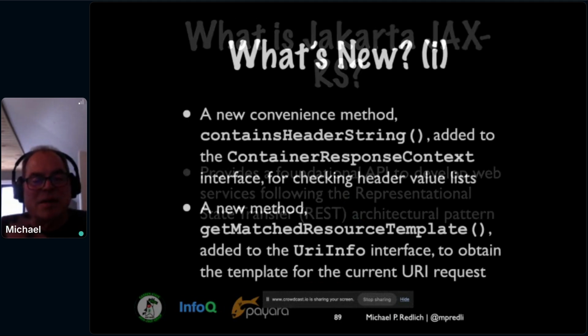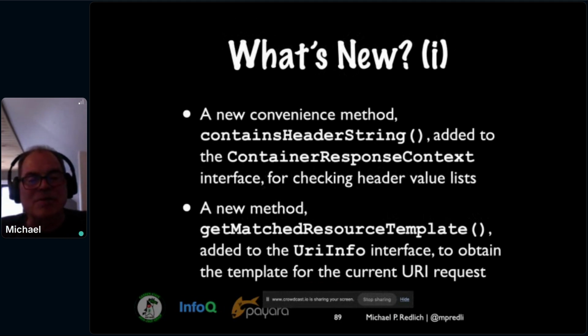And there's a couple of new things here. A new containsHeaderString method added to the ContainerResponseContext interface that checks for header value lists, and a new method getMatchedResourceTemplate added to the UriInfo interface to obtain the template for the current URI request.